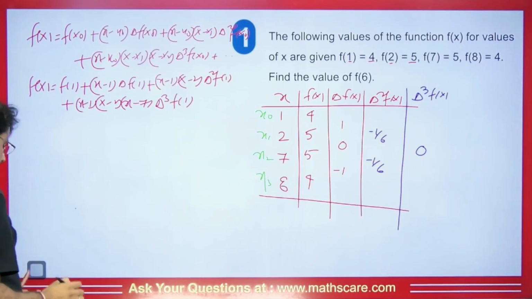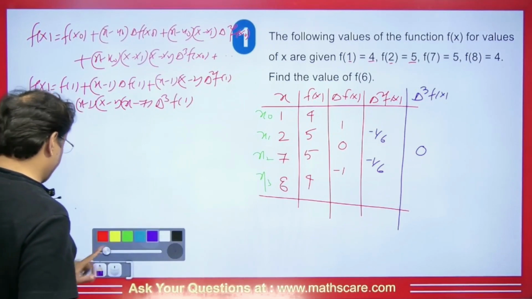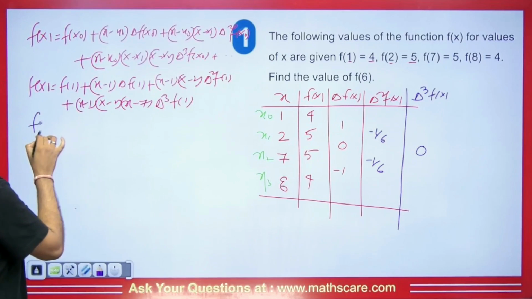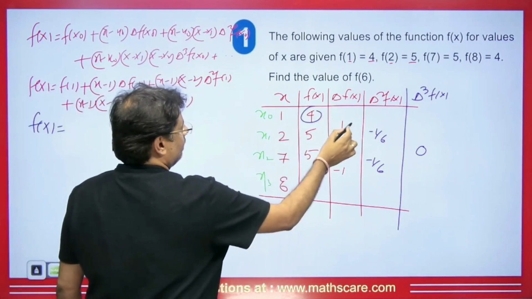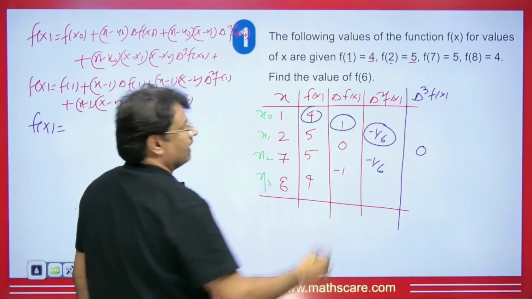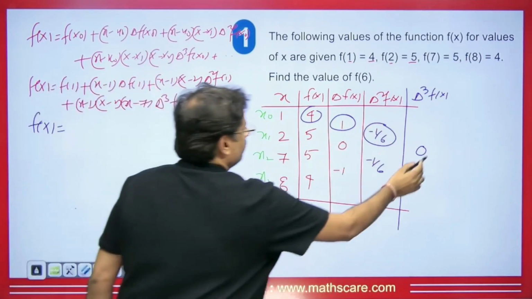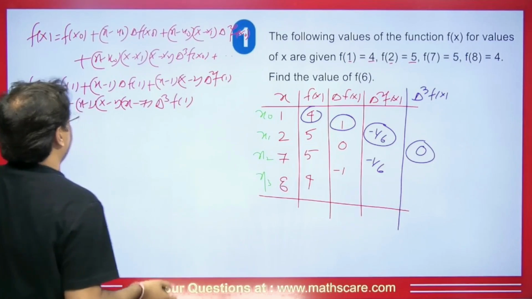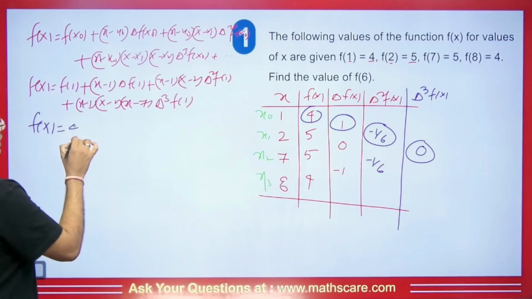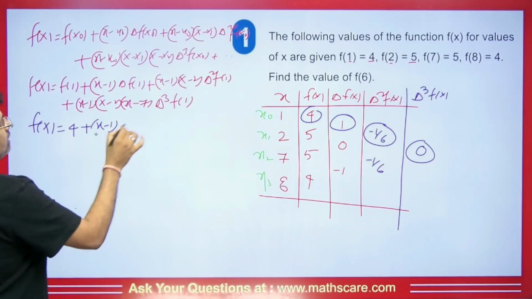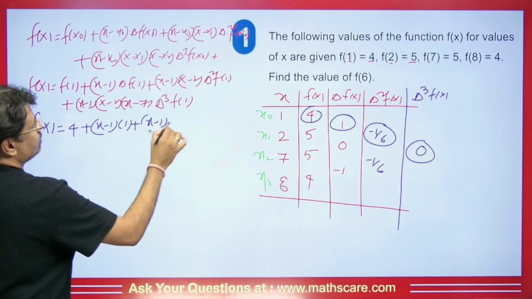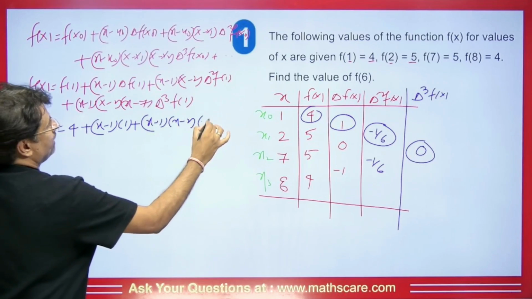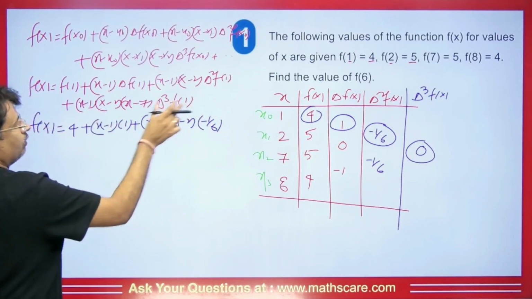Now what we will do is, we will put the values. If we put the values, how much will it be? This will be fx is equal to, this is our f1 value, this is del f1, this is del square f1's value, and this is del cube f1's value. So we will put these values here. Now the value of f1 is coming as 4 plus x minus 1. This is coming as 1. And this is coming here as x minus 1, x minus 2 into minus 1 by 6. Next we have 0.